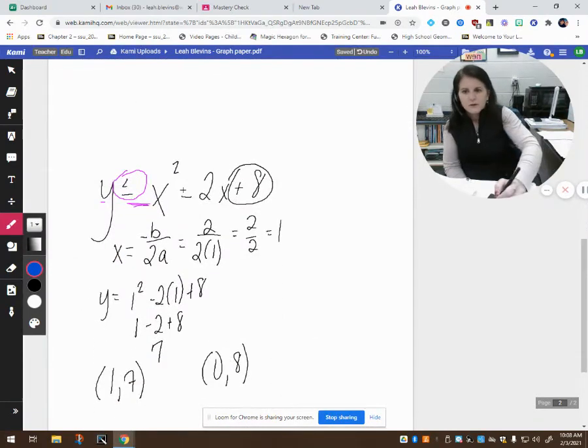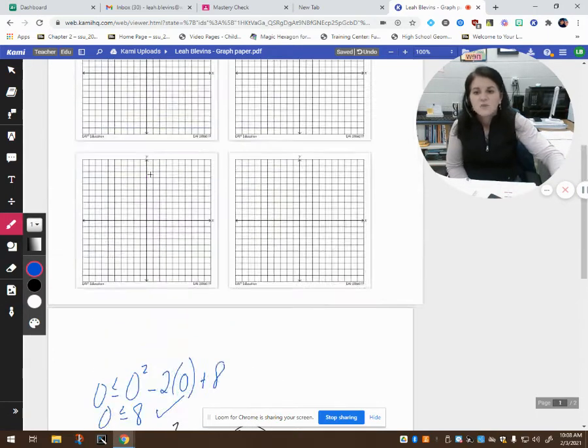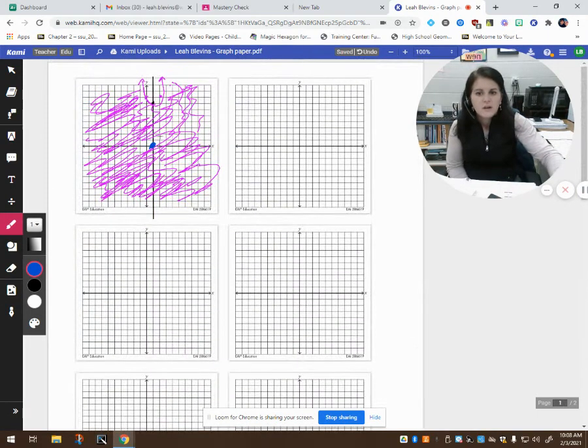Plugging in 0, 0. Is 0 less than or equal to 0 squared minus 2 times 0 plus 8? So is 0 less than or equal to 8? Yes, it is. So that is why I shaded the part that includes this point 0, 0.